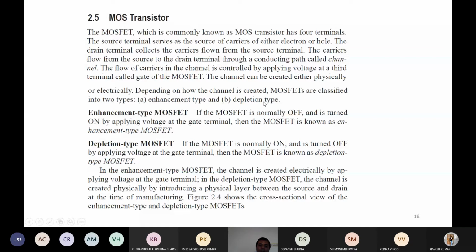A depletion mode transistor is generally called a normally on transistor, and an enhancement mode transistor is generally called a normally off transistor. So an enhancement type MOSFET is normally off, and is turned on only by application of voltage at the gate terminal. The same concept explained previously is applied here. But a MOSFET which is generally on and turned off by applying voltage at the gate terminal is known as depletion mode.